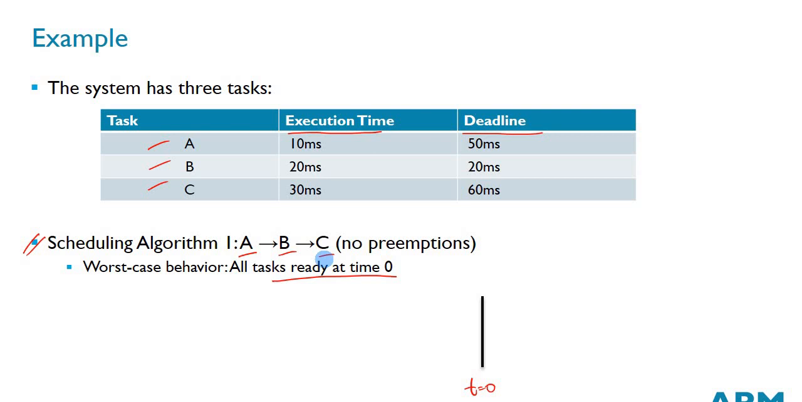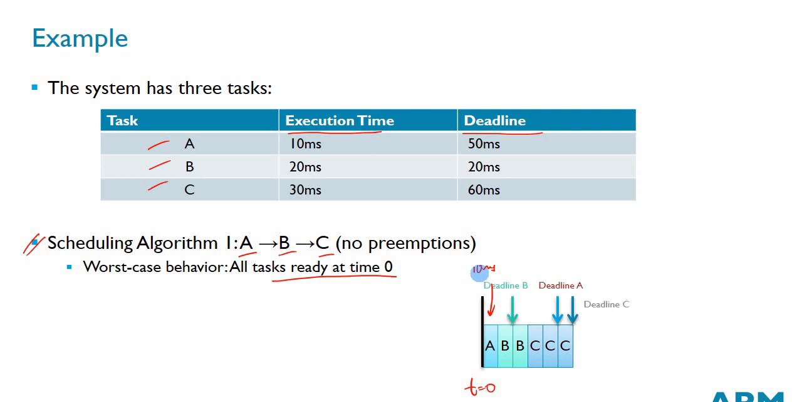Now in this sequence A, B, and C, A will run. A requires only 10 milliseconds of execution time, so each bar here is equivalent to 10 milliseconds of execution time. Once it completes, B can run. B will take 20 milliseconds, followed by C, 30 milliseconds. Now let's examine the deadlines.